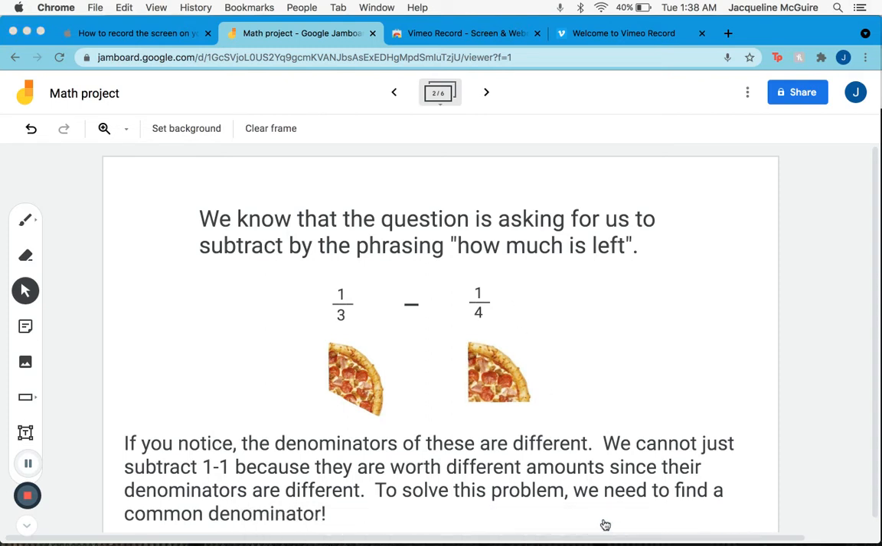If you notice, the denominators of these are different, like we had just said. And we can't just subtract the numerators, 1 minus 1, because they're worth different amounts since their denominators are different. To solve this problem, we need to find a common denominator.